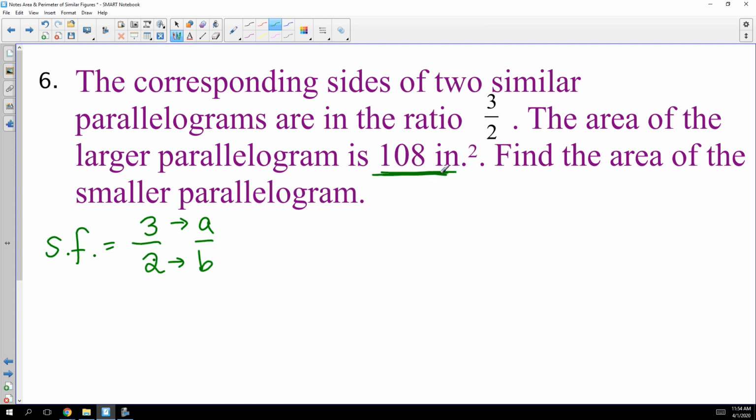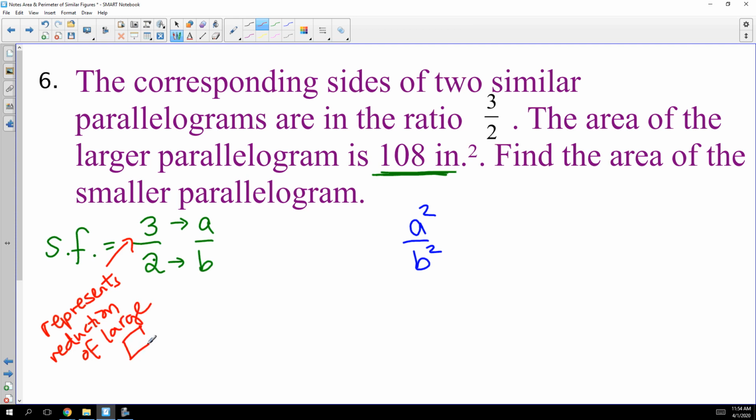So when you're looking at this scale factor ratio, remember that you're going to have to end up doing A squared over B squared. In every other problem that we worked, we always put the smaller one on top, but it really doesn't matter. What matters now is we pay attention to the fact that this 3 is up top, right? So this represents a reduction of the large parallelogram. And I'm just going to draw a parallelogram there. Be careful that your 108 now actually has to go in the numerator right here. Got it? That's kind of a big deal at this point.